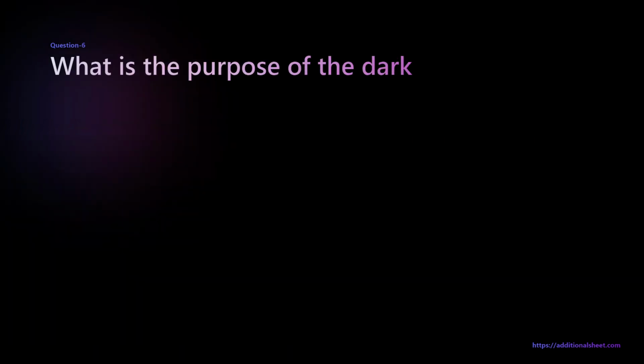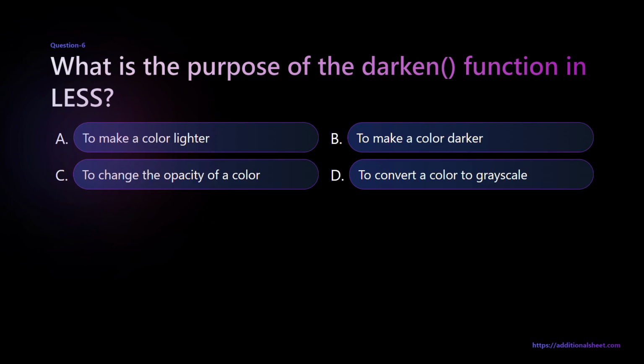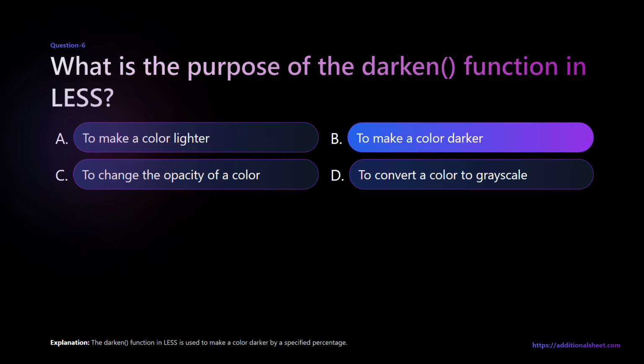What is the purpose of the darken function in LESS? Option A, to make a color lighter. Option B, to make a color darker. Option C, to change the opacity of a color. Option D, to convert a color to grayscale. The correct answer is option B, to make a color darker.